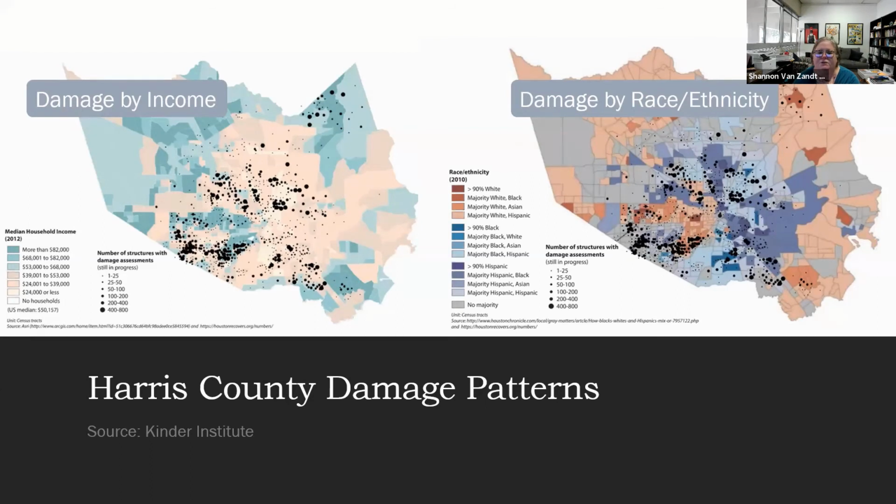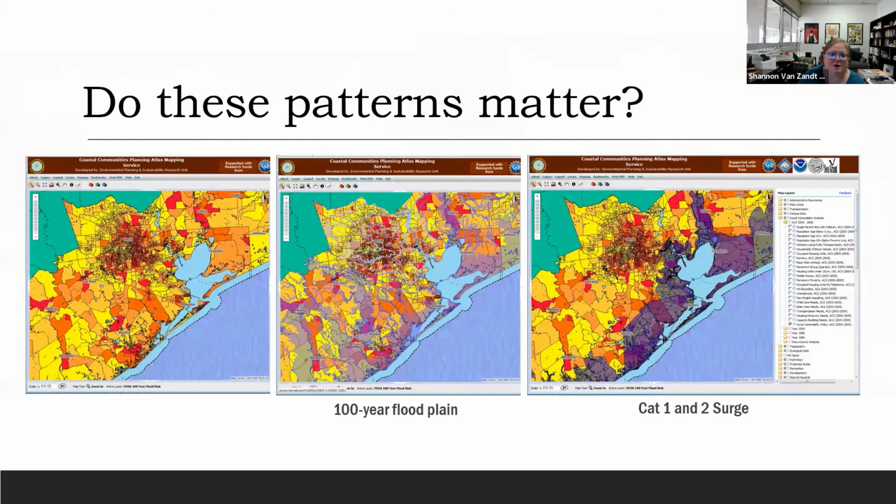But I think if you look broadly, especially at the income map, you can see that the majority of the damage is in poorer areas that are heavily minority, Hispanic and Black. And remember that Houston is a very diverse city. It's about a third white, a third Black, and a third Hispanic, although it also has a fairly sizable Asian and Asian American community as well.